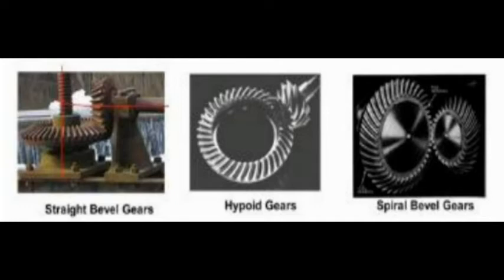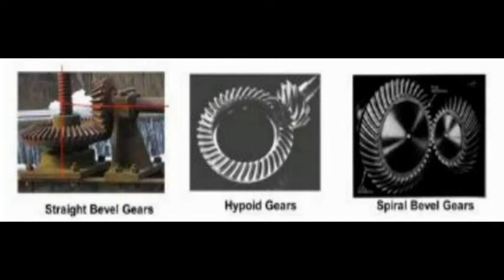The teeth on the bevel gear are subjected to much the same action as spur gear teeth. Bevel gears are not interchangeable, and consequently they are always designed in pairs. We can see here straight bevel gears, where the teeth are straight, whereas in spiral bevel gears the teeth are curved. This type is called hypoid gears.